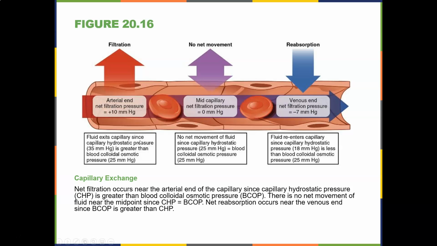So you see how fluid exits the capillary: hydrostatic pressure of 35 millimeters of mercury is greater than the blood colloidal osmotic pressure. So it goes from high to low. You have higher pressure here and lower pressure here, so it's going to go. Now, fluid re-enters the capillary, since capillary hydrostatic pressure, 18 millimeters of mercury, is less. So you have higher pressure here, lower pressure here. Remember, it goes from high to low, so the fluid is going to come through there. So that's basically how the capillary exchange of oxygen and carbon dioxide takes place. It's just a pressure gradient.